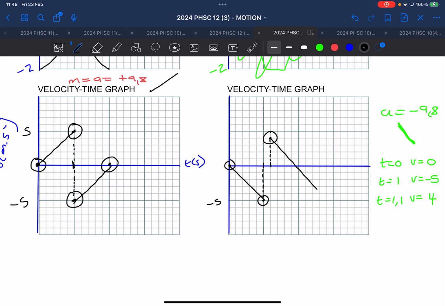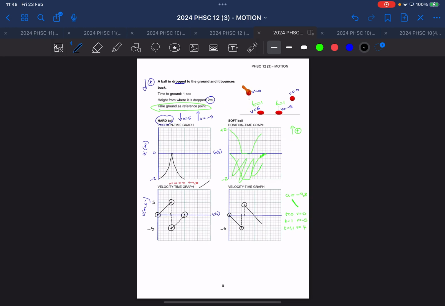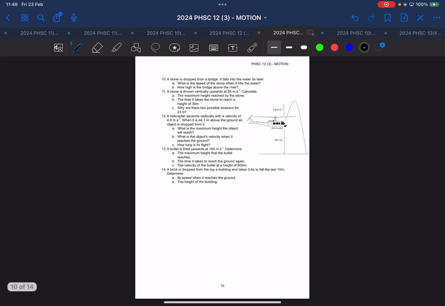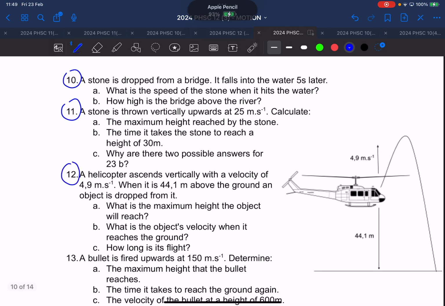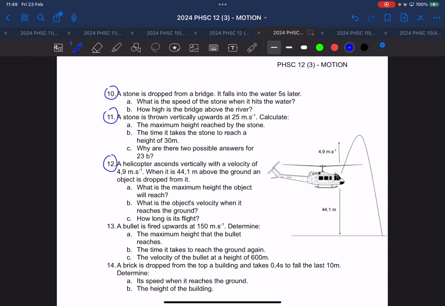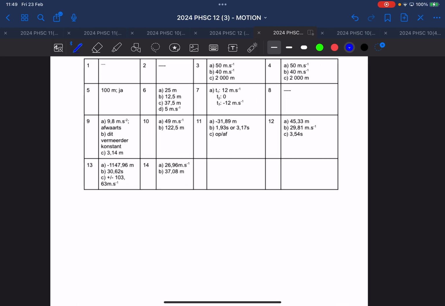Okay, now like I said, they don't actually ask you to draw this graph, you must more decipher the graphs. Anyway, to practice more calculations, I want you to do for homework, please, 10, 11, and 12. And the answers are given to you there, so you can check yourself.